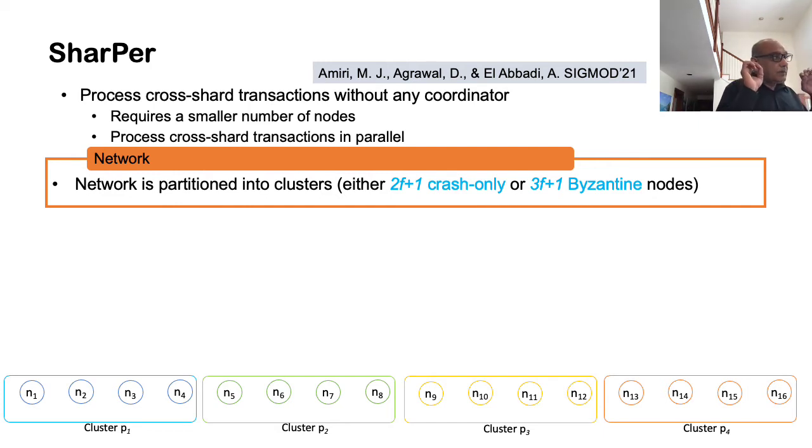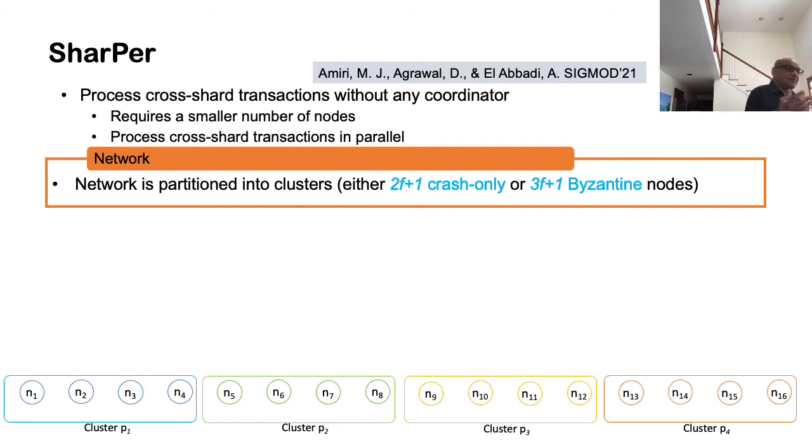The observation in this case, in the case of SharPer, is that we have a predetermined idea that there is this value f, the number of malicious failures in the system. And typically the assumption is that the number of failures is much, much smaller than the number of available nodes in the system.